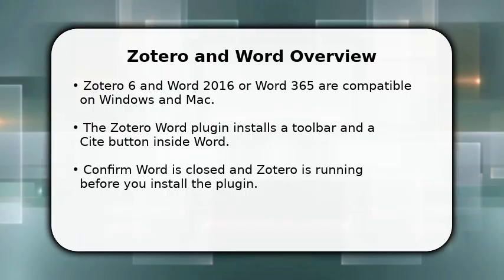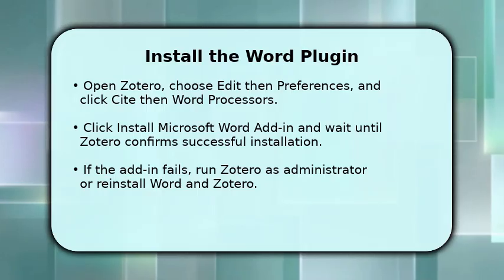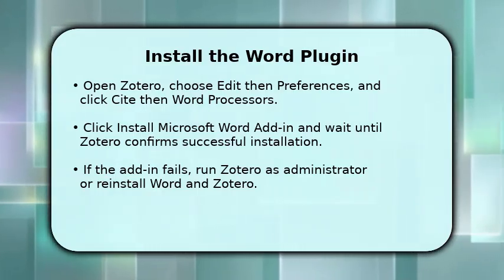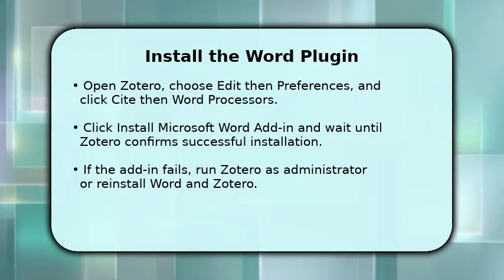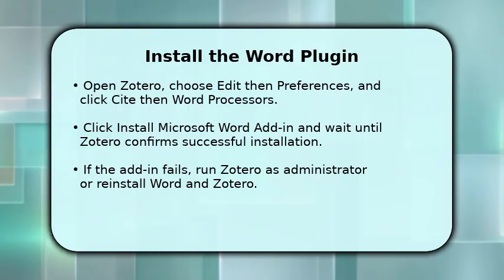Open Zotero and go to Edit, Preferences, then the Site tab and Word Processors. Click Install Microsoft Word add-in and wait for the confirmation message inside Zotero. If you do not see the Word toolbar, restart both Word and Zotero and check again.